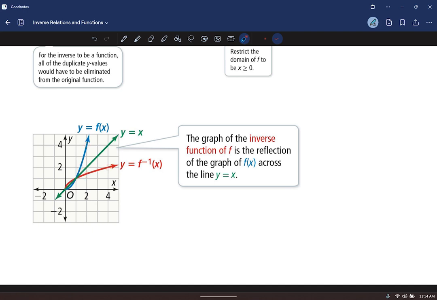The mirror should always go directly where they cross. So I can see right there my inverse and the original cross, and notice the mirror comes right through that point. That should happen every single time. Now sometimes your original and your inverse don't actually cross on the graph, and that's fine. All right, but they still make a mirror image of each other, so keep that in mind.